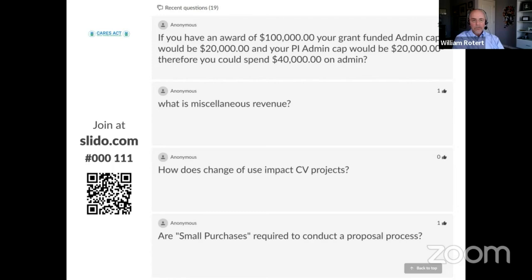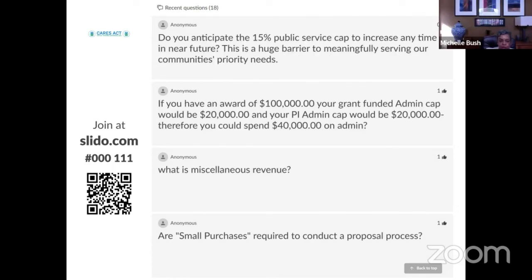Great. Are small purchases required to conduct a proposal process? Not a formal proposal process, no. What you would do is go out and maybe ask for price quotes from a variety of vendors and document that. But I still always tell people the key is to do your own independent cost analysis before that, so you can be sure that whatever you receive in response is cost reasonable.